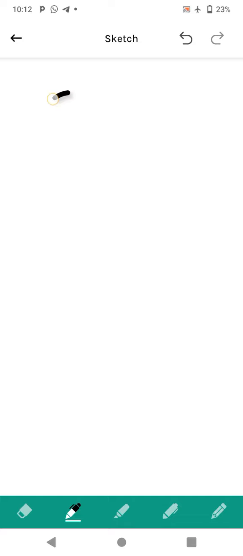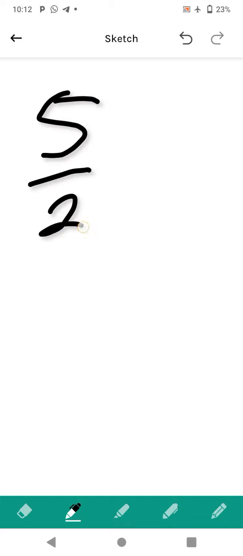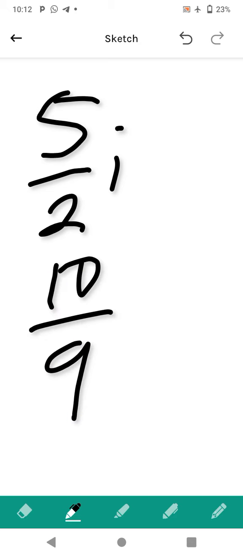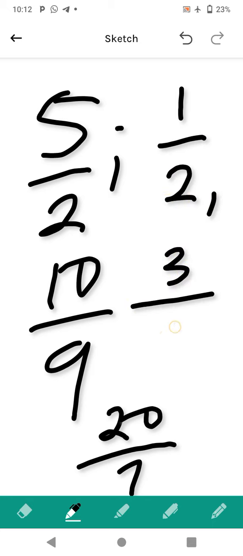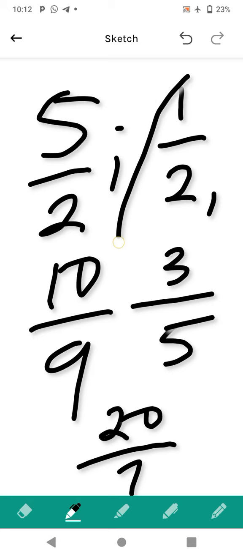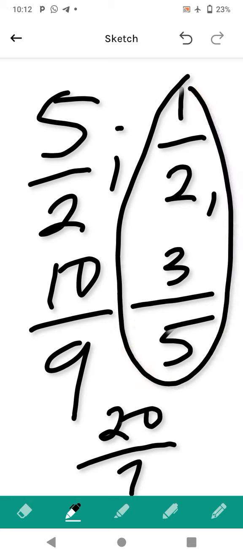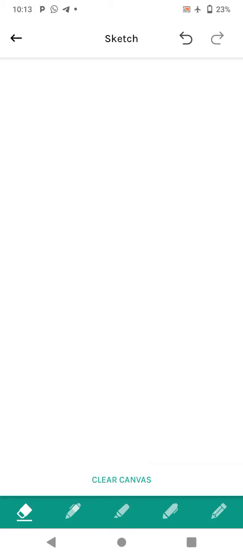For example, 5 over 2 is an improper fraction. 10 over 9 is an improper fraction. We also have 20 over 7, which is also an improper fraction. Whereas a proper fraction is 1 over 2, 3 over 5. These are examples of proper fractions because they have a numerator less than the denominator. But whenever the denominator is less than the numerator, it is considered to be an improper fraction.